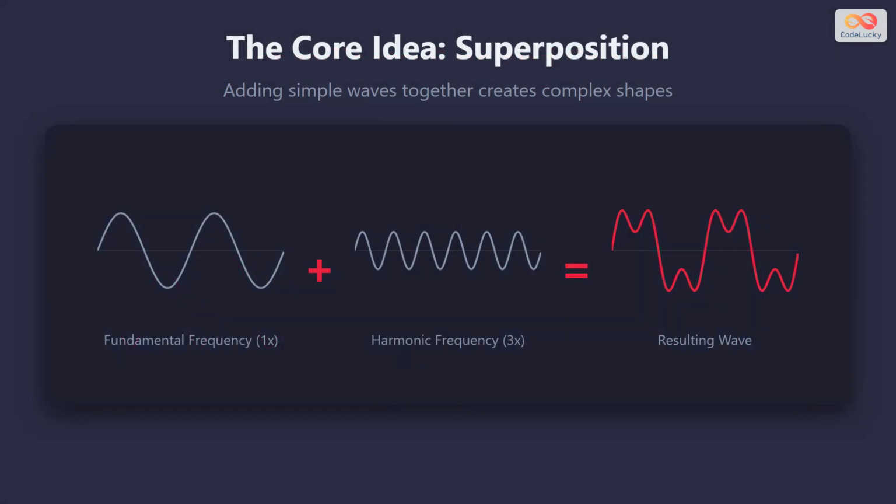The magic happens when we add them together. This is called superposition. If we take a slow, fundamental wave and add a faster, smaller wave on top of it, the resulting shape becomes more complex. By carefully choosing the frequencies and heights of these waves, we can sculpt almost any shape we want.